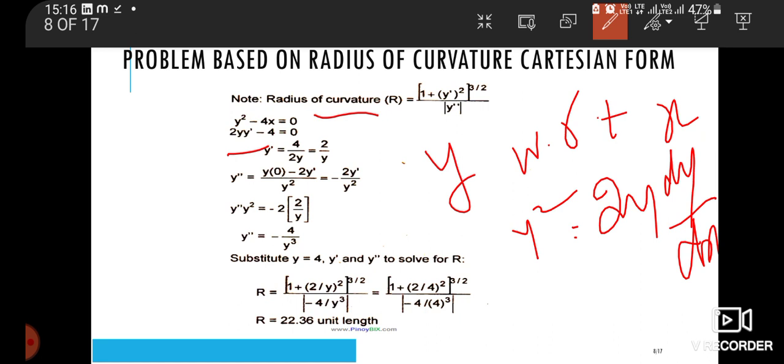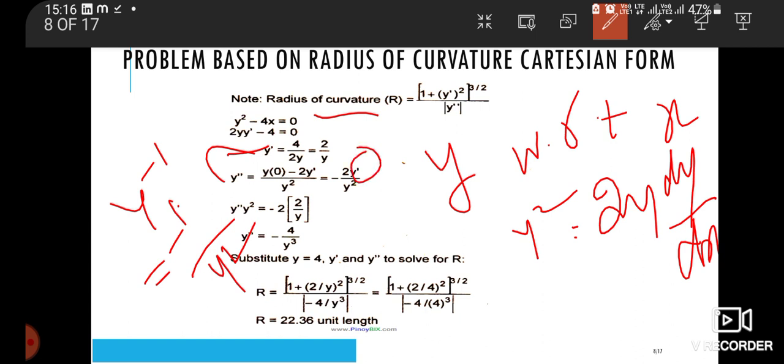In the same way we can find y double dash. From this y dash I can find y double dash. We all know that y to the power minus 1 differentiates to minus 1 by y square. So I am going to replace the y dash value, which is already 2 by y. So I am getting the y double dash value. After getting this y dash and y double dash, I have to substitute in this radius of curvature formula. Then finally I will get this value.